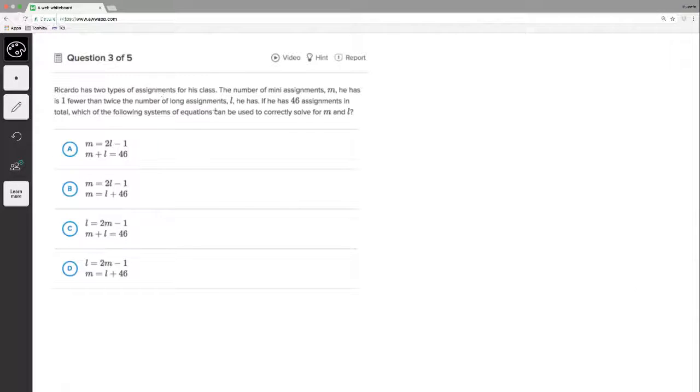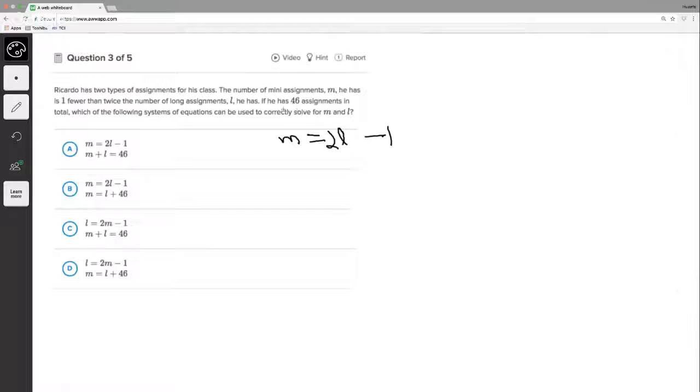Ricardo has 2 types of assignments for his class. The number of mini assignments M he has is fewer than twice the number of long assignments L he has. Okay, so the number of mini assignments is 1 fewer than twice the number of long assignments. There's my first equation.